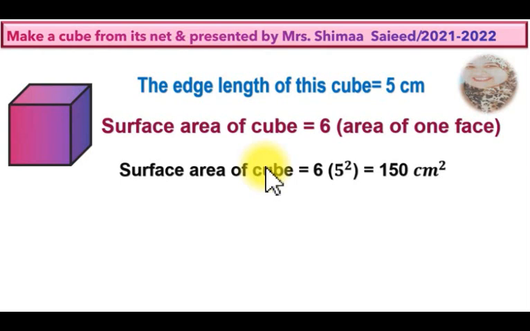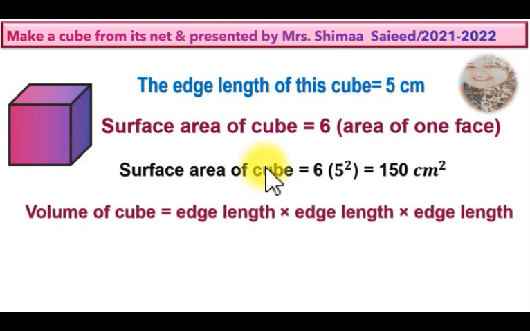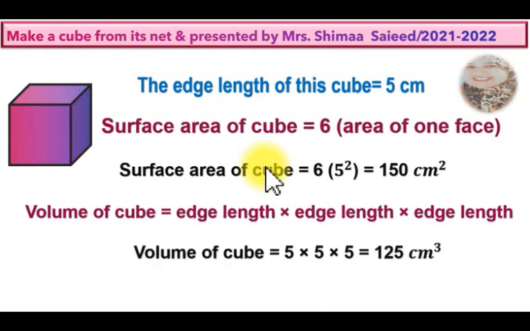Pay attention to the unit of calculating the area. The side length's unit is centimeter, but the area is centimeter squared. And then when we calculate the volume, which is edge length times edge length times edge length, it equals 5 times 5 times 5, equals 125 centimeters cubed. Pay attention to the unit: centimeter for the side length, centimeter squared for the area, and centimeter cubed for the volume.